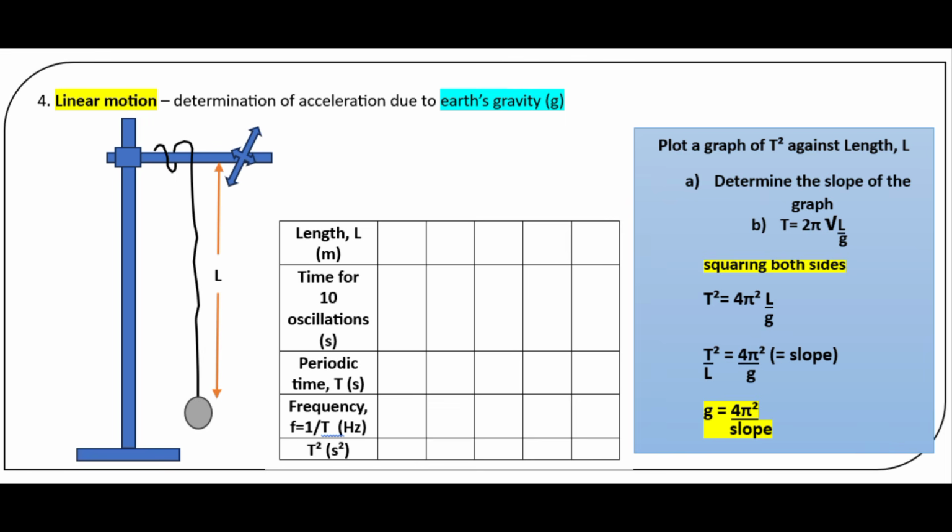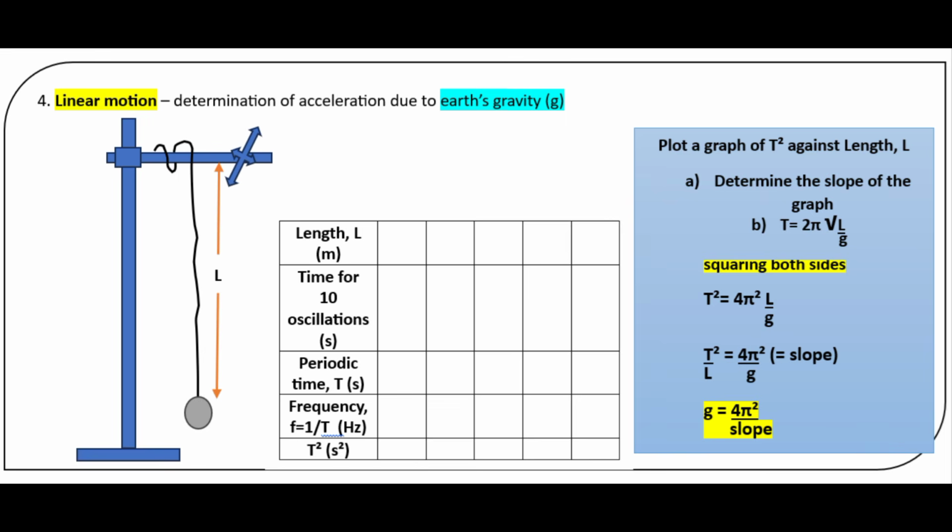Then you are plotting a graph of T squared against L. A graph of T squared against L. So you realize that the slope of the graph will be T squared over L, or change in T squared divided by change in L. From the general equation, we all know that the period is given by 2 pi square root of L over g, where g is the acceleration due to gravity.